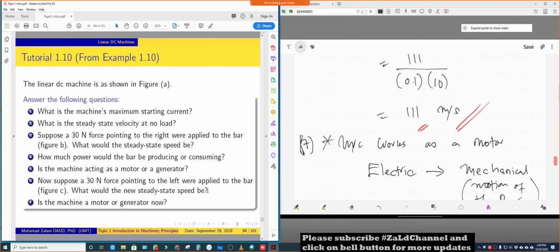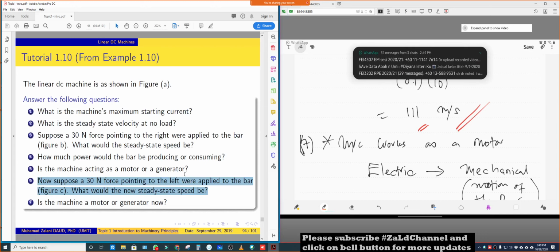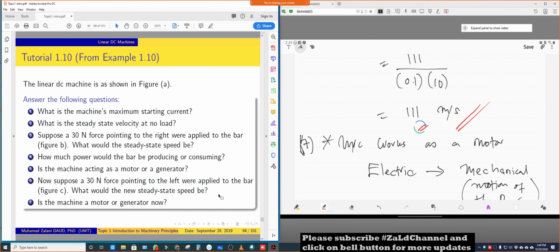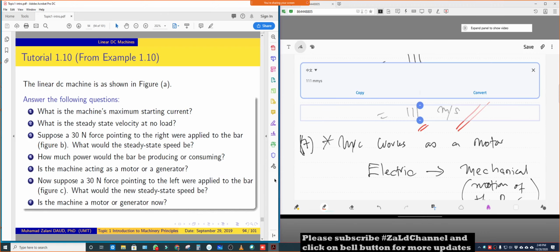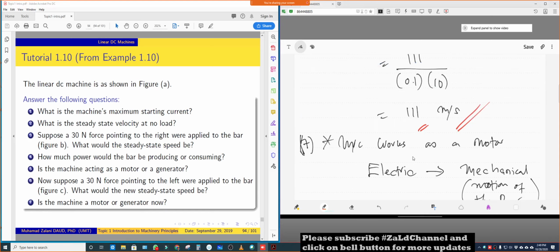So that is the explanation for question number 6. When we apply a force of 30 Newton, the machine works as a motor, and the initial steady state speed decreases to a new steady state speed because of the load that we apply.